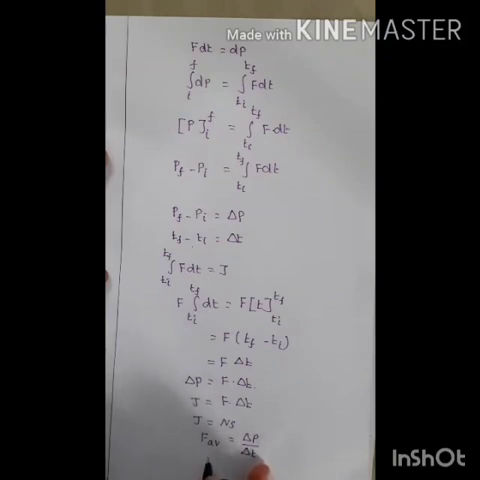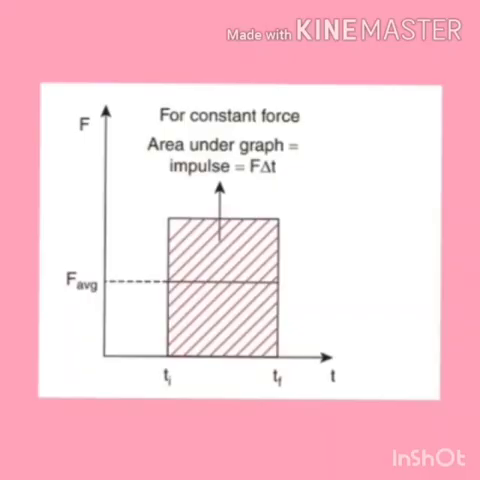The impulse can also be written in terms of the average force. Delta p is the change in momentum of the object and is equal to the impulse. Therefore, impulse is equal to F average into delta t. The graphical representation of a constant force impulse is given. It is a constant force, so we directly use the formula. Therefore, impulse J is equal to F into delta t.